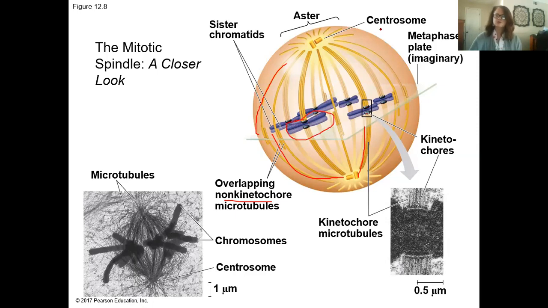Now, some other names for it. We see this structure up here. It sort of looks like a little starburst, so it's called the aster. Aster really just means star.